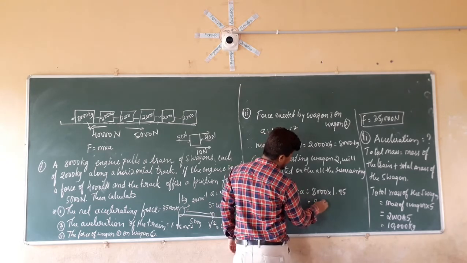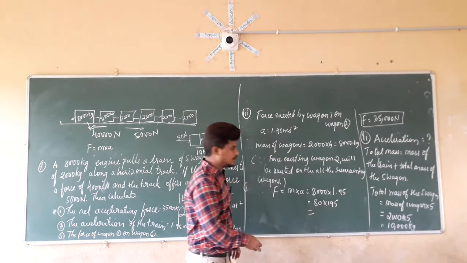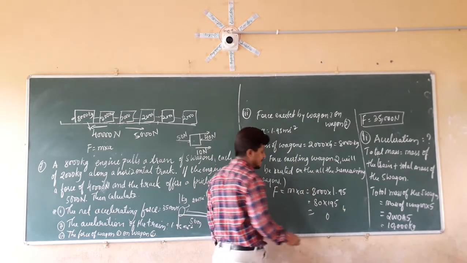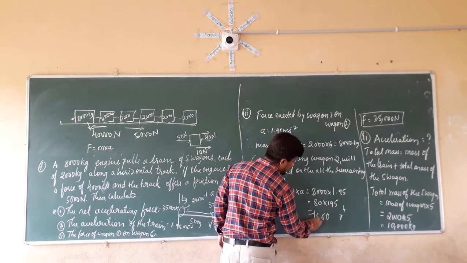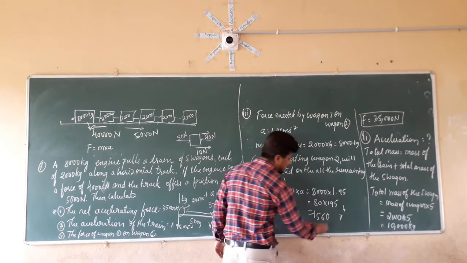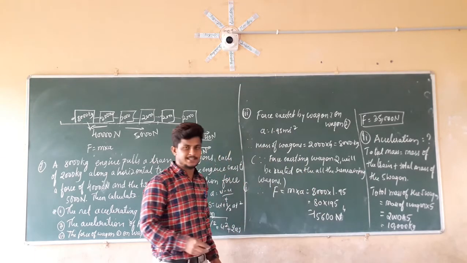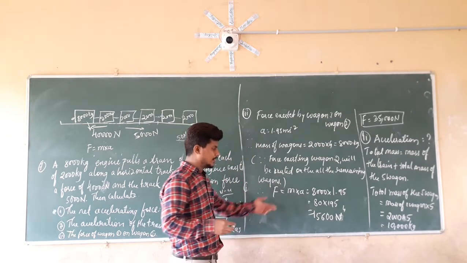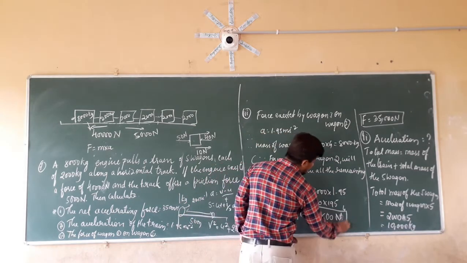It will become 80 into 195. 8 5s are 40. 8 9s are 72, plus 4 is 76. 8 1s are 8, plus 7 is 15. It is equal to 1560. We have two 0s here, so we will put them here. Therefore, it is equal to 15,600 newtons. So the force exerted by the vehicle 1 on vehicle 2 is equal to how much? It is equal to 15,600 newtons.